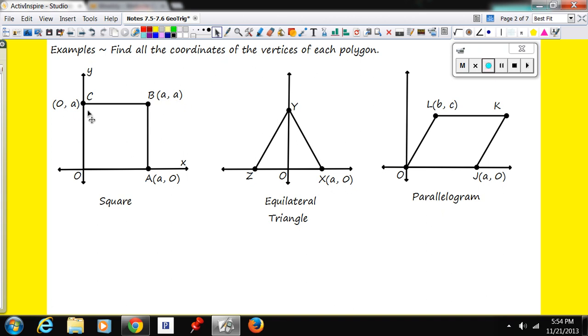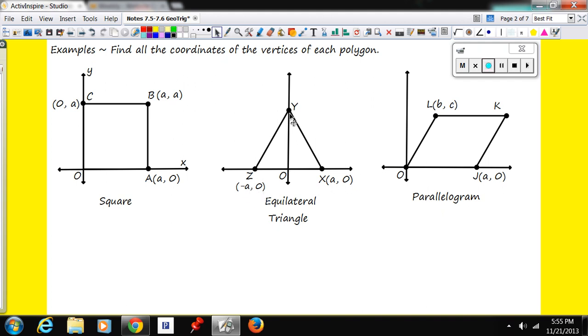They're all a's. This is an equilateral triangle, and from O to this point right here is over a and up 0. So this length is a. So this length, if it's equilateral, has to be negative a, because you're going in the negative direction. Negative a and up 0. So this would be negative a, 0.